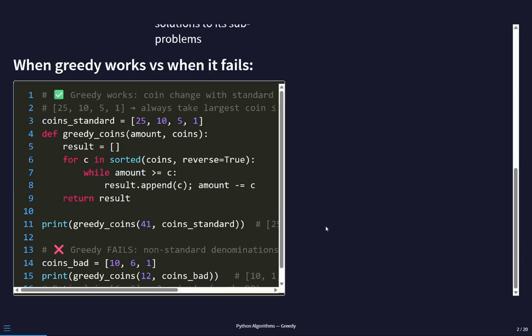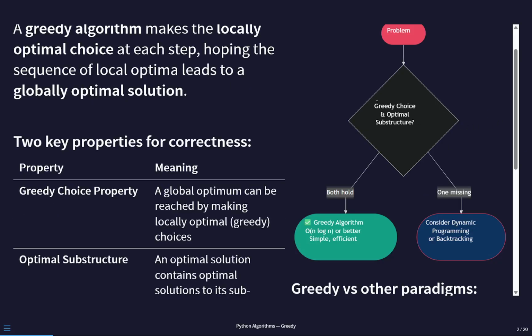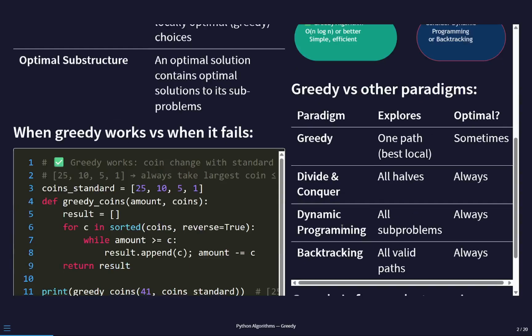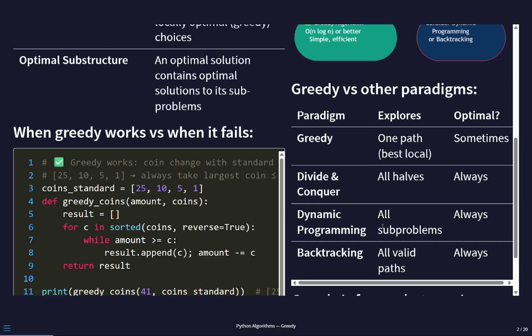The decision diagram says it cleanly. If your problem has both the greedy choice property and optimal substructure, greedy is the right tool, O(n log n) or better, simple, elegant. If either property is missing, you need dynamic programming or backtracking.